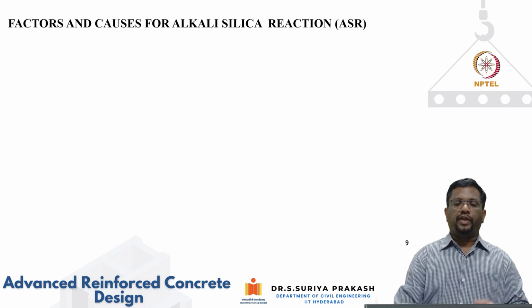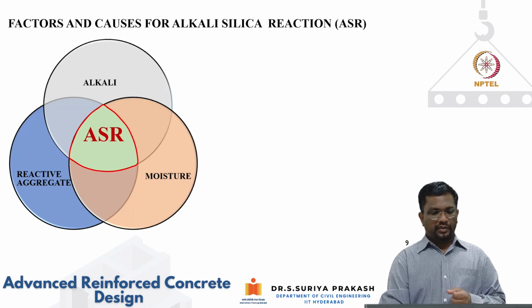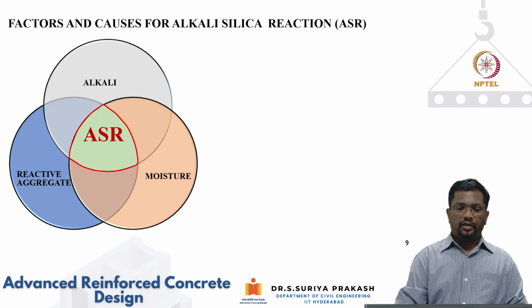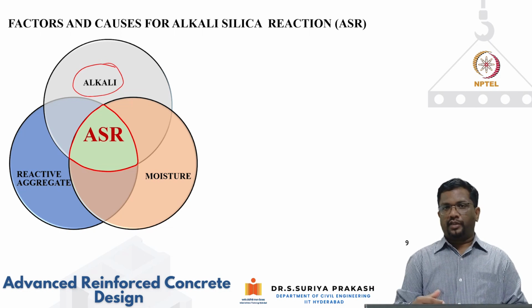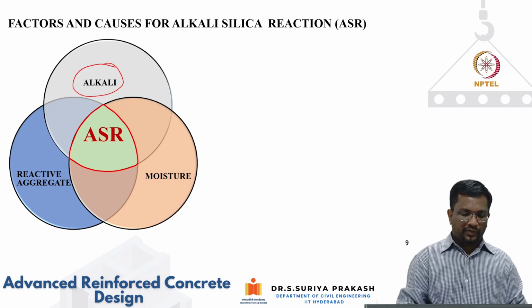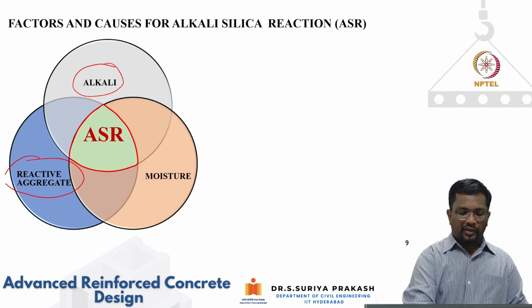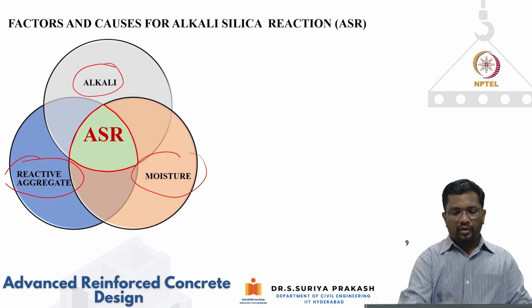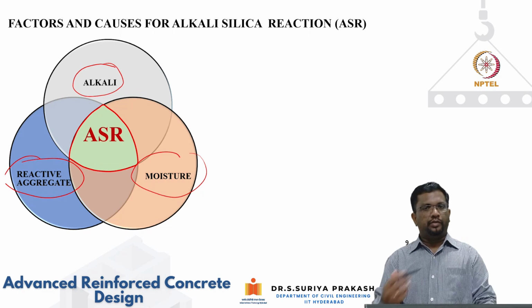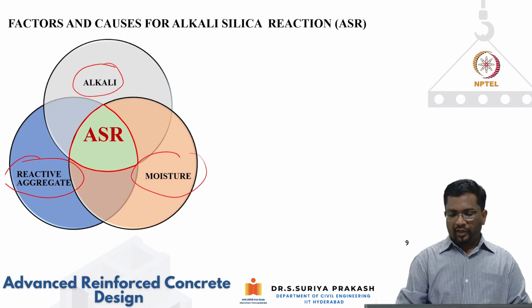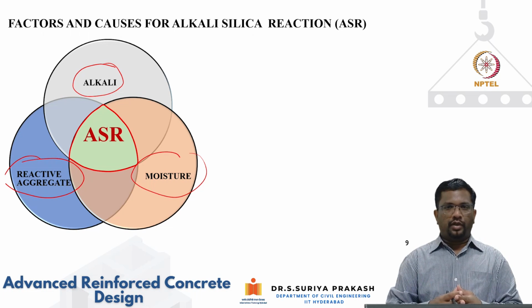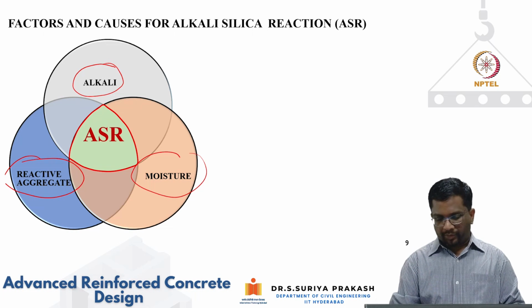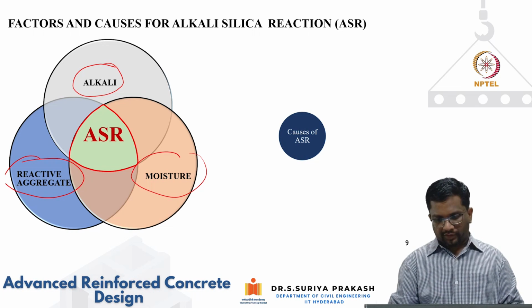Now, what are the factors and causes for alkali-silica reaction? As we can see, alkalis are present in the cement. Sometimes alkalis can enter from the external environment as well. When you have reactive silica in the aggregate and moisture, all of them combined together, you will have alkali-silica reaction. Why is it critical? Because it forms an expansive gel that creates pressure, and it is going to create a lot of cracks. So that's what is important.